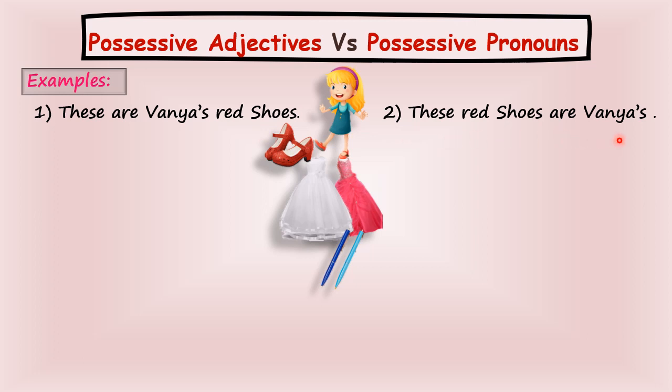So children, both sentences have the same meaning. Both are giving the same message, that the red shoes belong to Vanya. Vanya is the owner of these red shoes. Now children, as we are doing pronouns, let's replace this Vanya, which is a proper noun, with a pronoun. Let's replace.